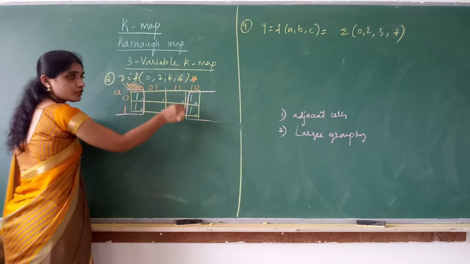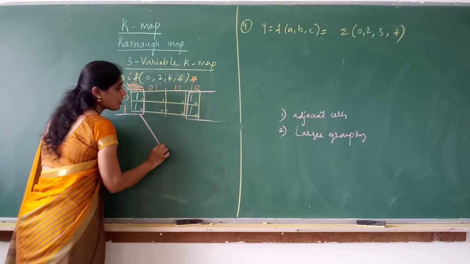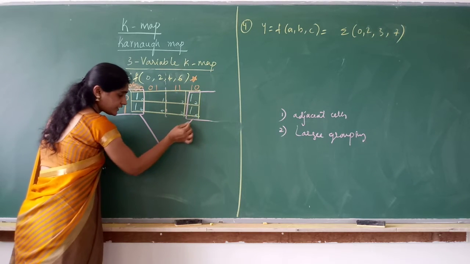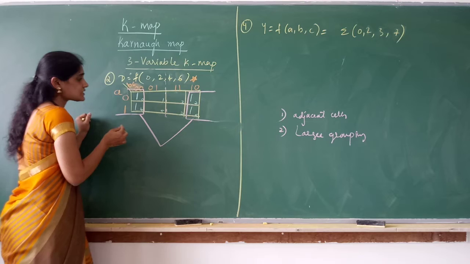See, look here, all the 4 cells are adjacent. So I have to group all the 4 cells. You have to write like this. You have to group this, which indicates that you are grouping all the 4 cells.